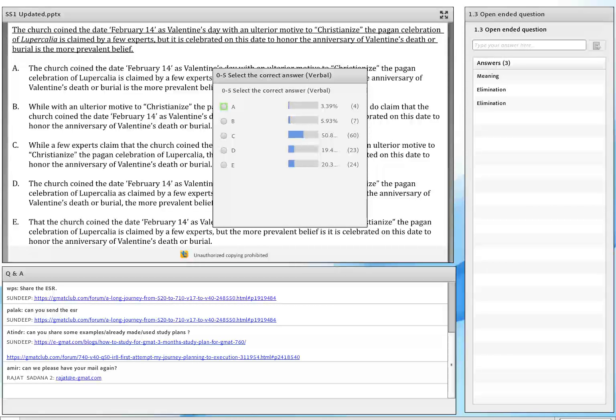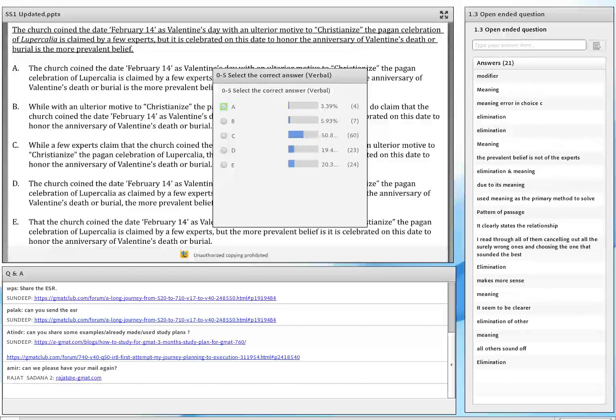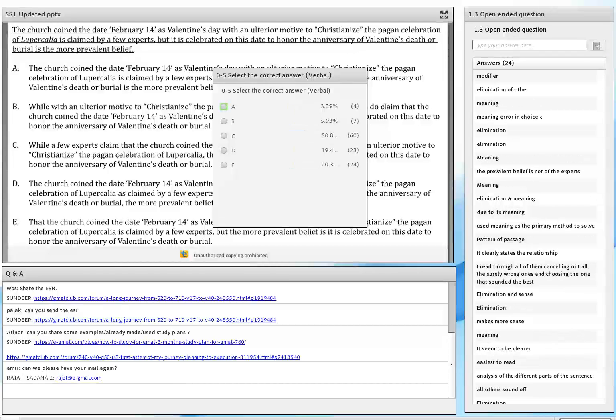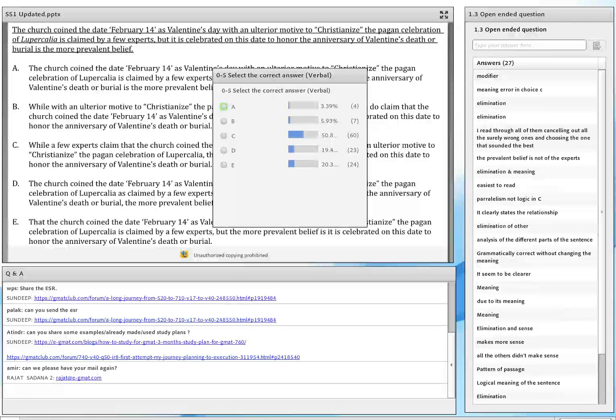Okay, I've said meaning, so you'd assume that meaning would be there. Choice C makes more sense, clearly states the relationship. Those of you who have not chosen choice C, please can I request you to not talk about other choices? 50% of the class has chosen choice C. Let's get data. Why do they think so? Okay. Read that answer. I read through all of them, cancelling out all the surely wrong ones and choosing the one that sounded the best.